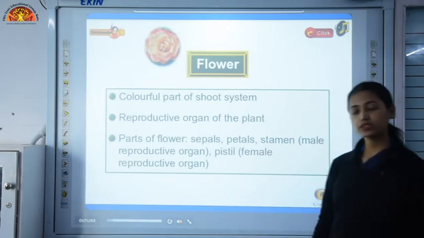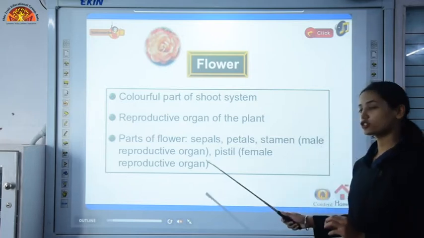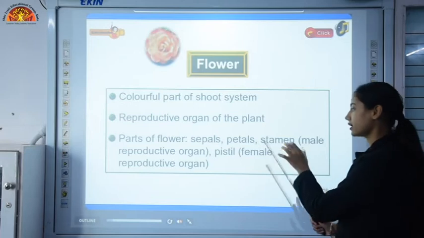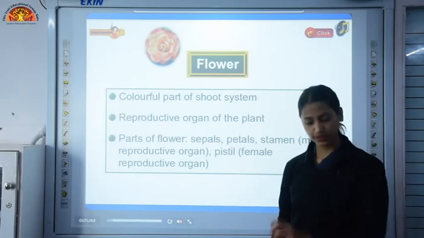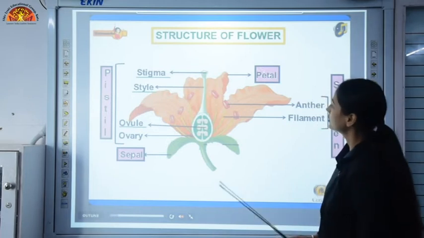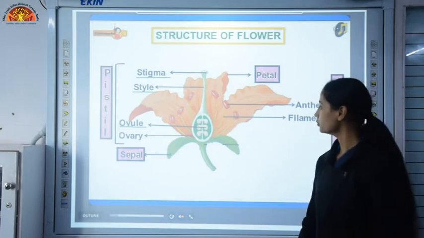Like in the case of humans also, a male and female are required. Similarly, in the case of a flower, a male reproductive organ, which is stamen, and a female organ, pistil, are present. So, here is the figure, here is the structure of a flower. I have a flower with me, I will explain to you.